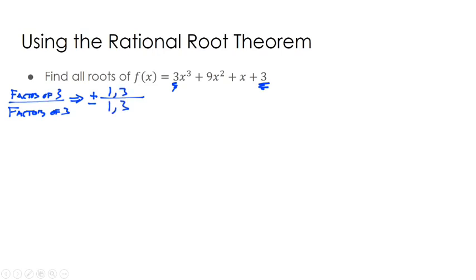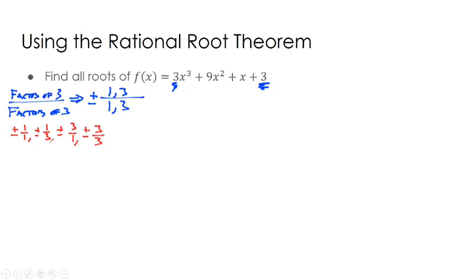So what we're going to do is write out all of our possible rational roots to start our guess and check. We're going to have positive 1, negative 1, positive 1/3, negative 1/3, positive 3, negative 3, and then we have another positive 1 and negative 1 because 3 over 3 is the same thing as 1 over 1, so we can just leave that one out. So let me write those out real quick.